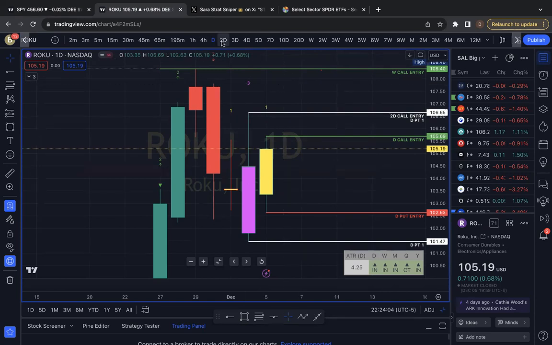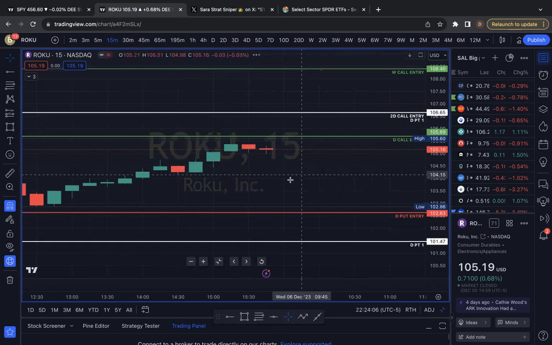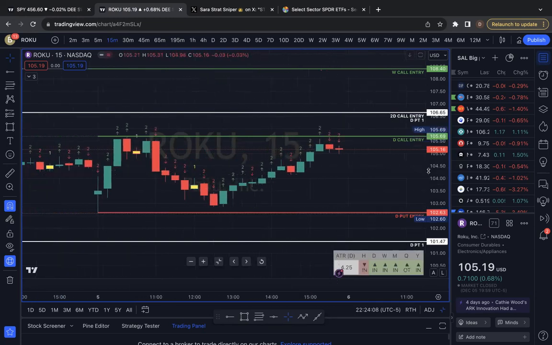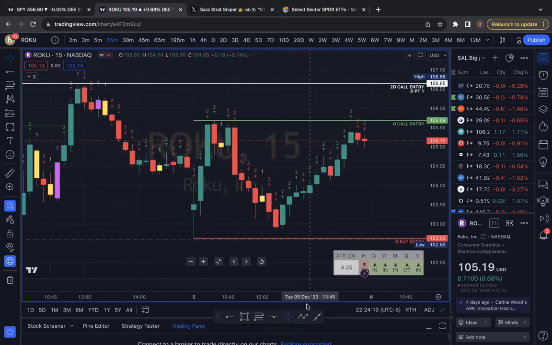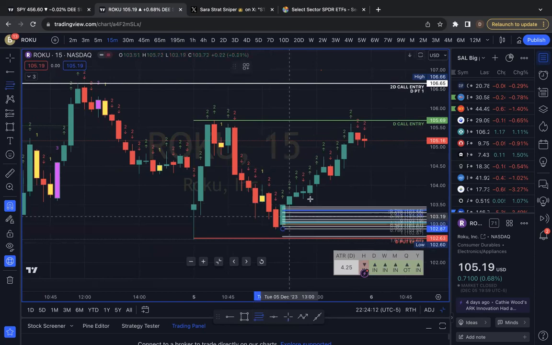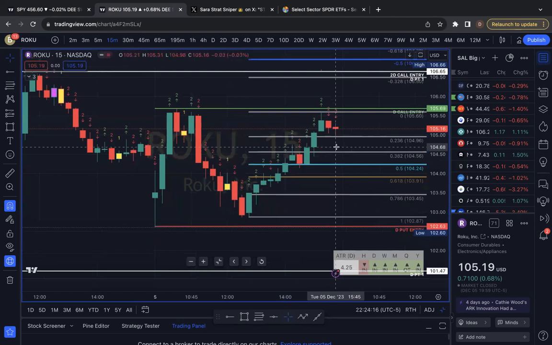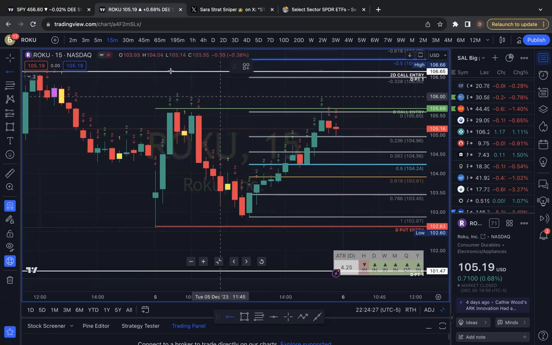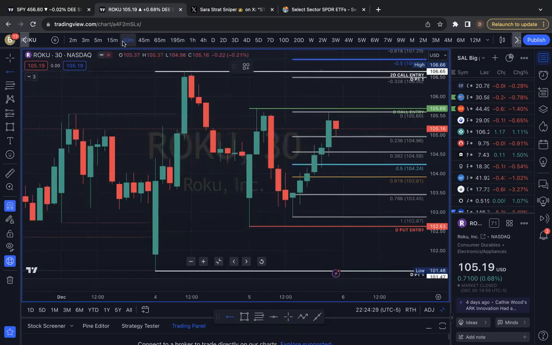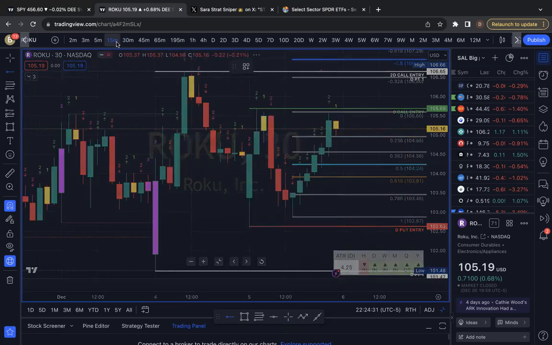Or what you could do, if you have multiple contracts, you get to that first PT, you trim one contract. You get to the next one, you trim some more. And you let your runner try to get to that third one. Price action may not allow you to get to that third price target, and that's okay, as long as you don't suffer a loss.